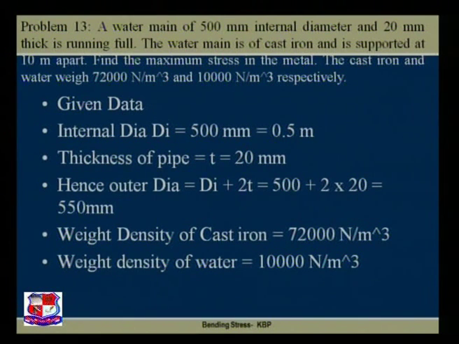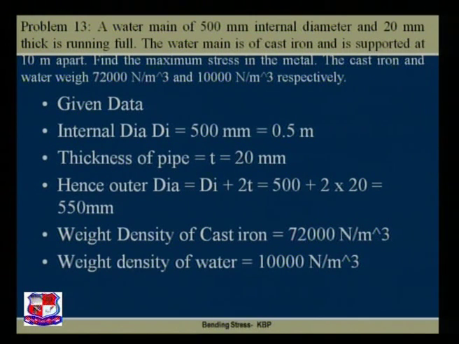A water main of 500 mm internal diameter and 20 mm thick is running full. So, what is given to you? A pipe, as it is, the pipe is there, it is the hollow circular section which has been given to you, in terms of the internal diameter and the thickness of the section, which means indirectly the outer diameter has also been given to us.